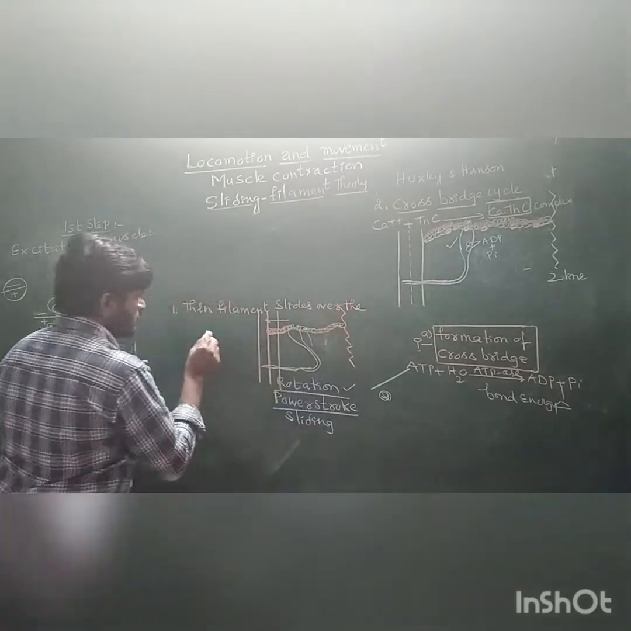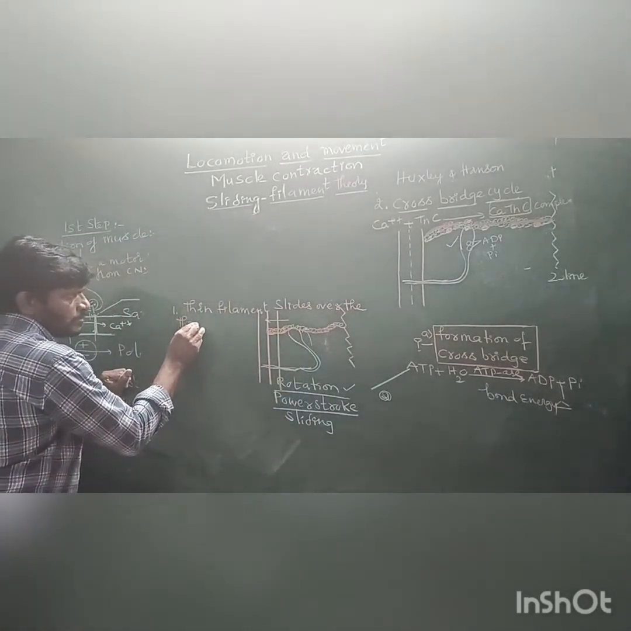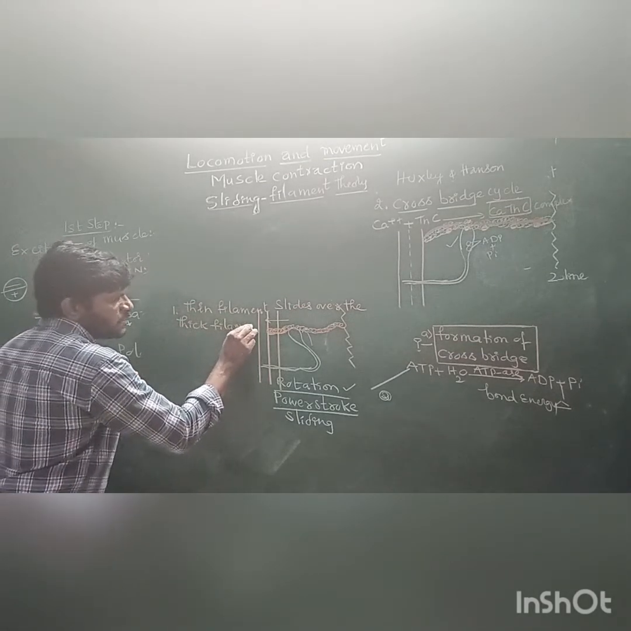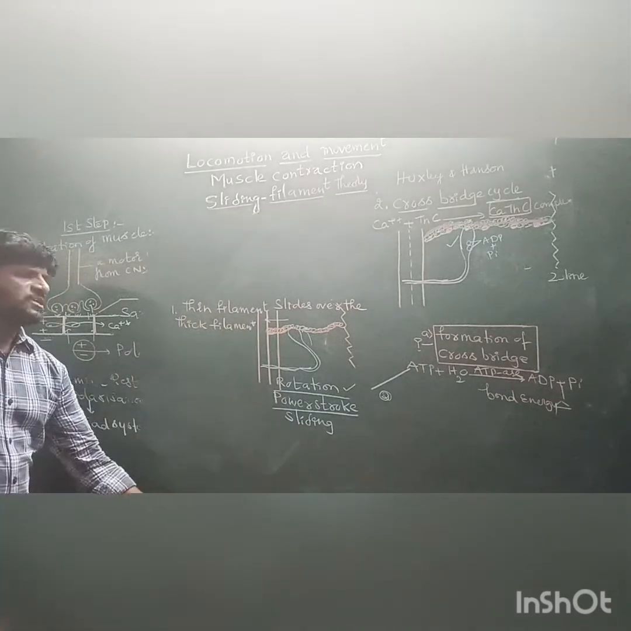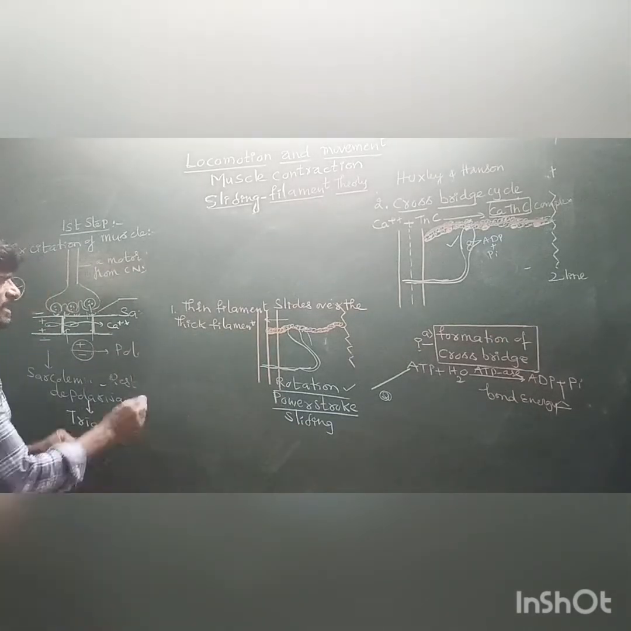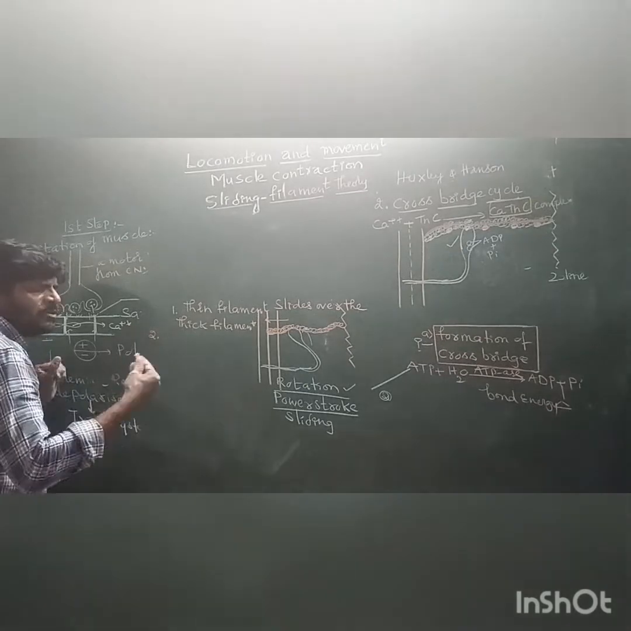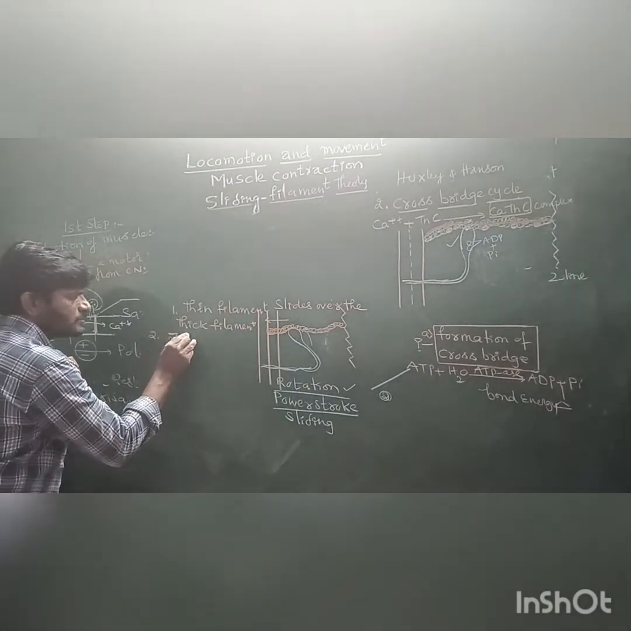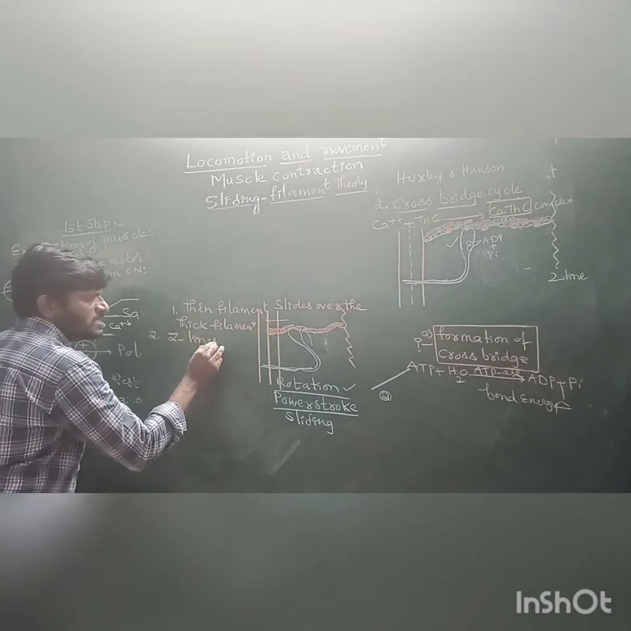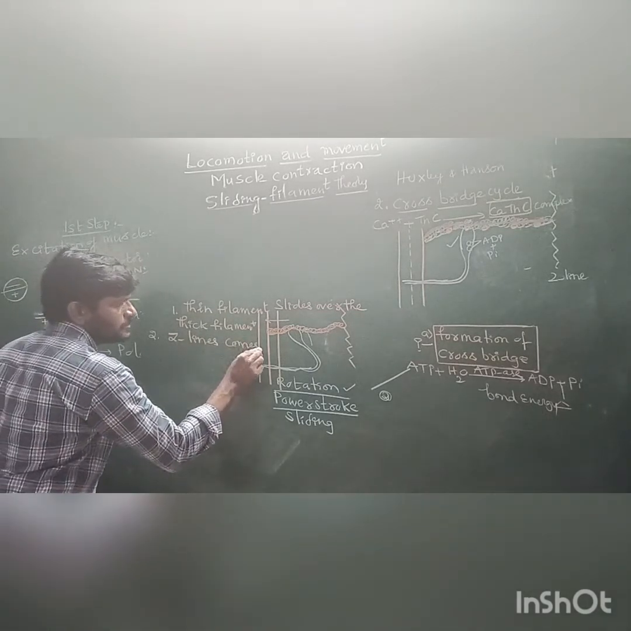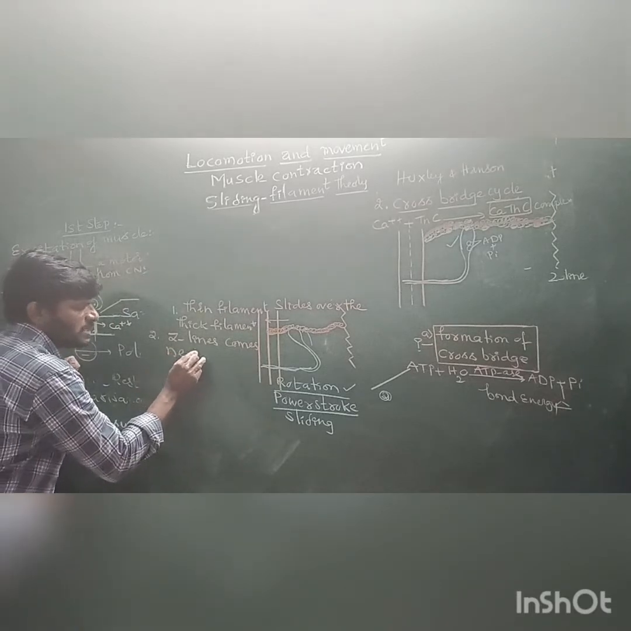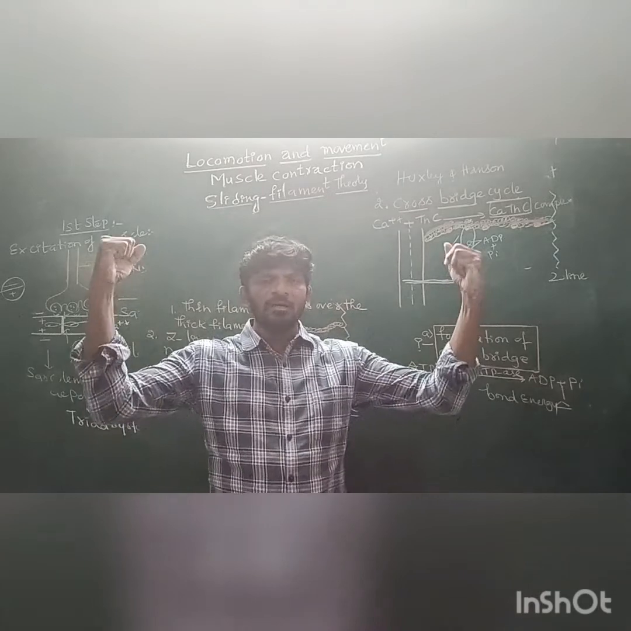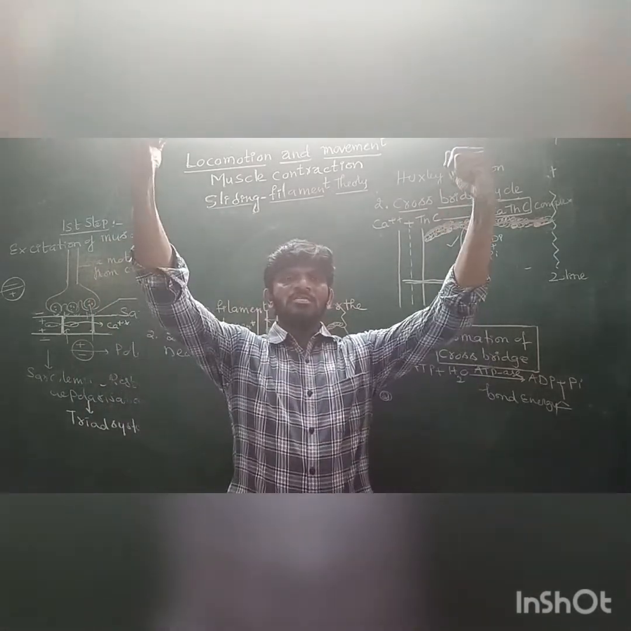Z lines are coming near. Thin filaments are sliding over the thick filament. These are the changes which are seen during muscle contraction. What is not changing? The things which remain as they are, not changing, are the length of the A band. It remains as it is.